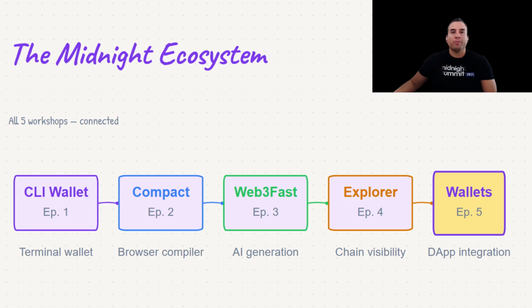Episode 4, Explorers and Indexers. Verify what's actually on-chain. And now, Episode 5, Wallets. This is the DApp integration layer. This is where real users connect to everything you have built with the other 4 tools.